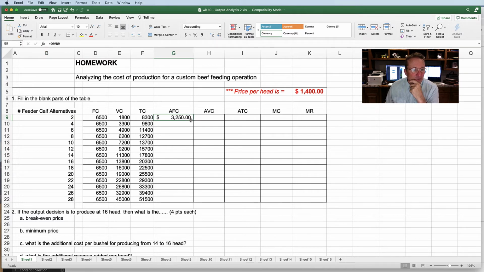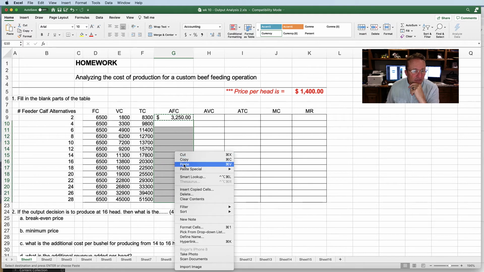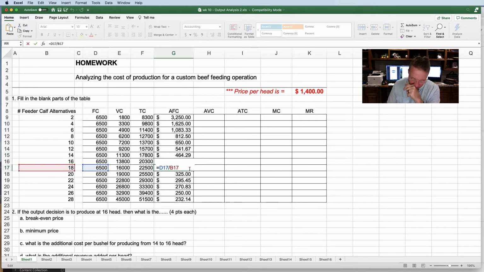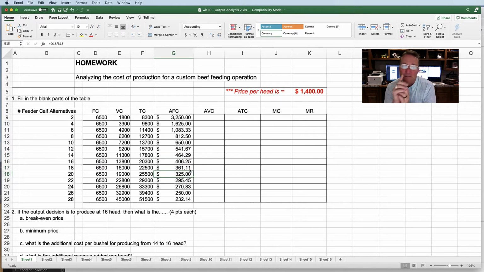Now, as you keep producing here, this keeps going all the way down. I'm not going to do that. I'm going to choose copy, long way to do it, and cover all of these and choose paste. And it just repeats my formulas all the way down. You can see what it does. It changed the cells as I went down the row. So Excel's a quick way to handle these things. You can do it on a calculator as well. All right, so that's the average fixed cost.